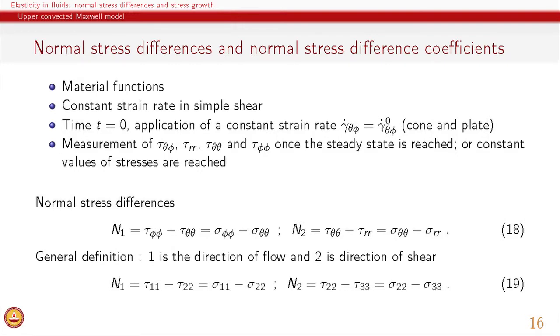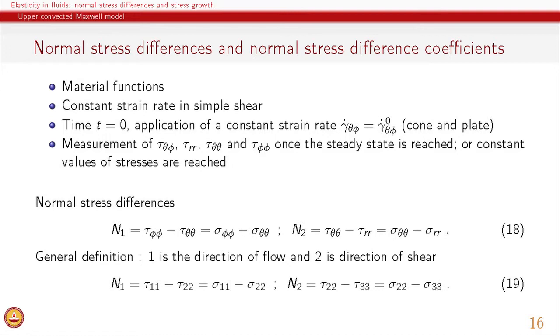So, therefore, we apply this gamma dot theta phi and we apply a constant value, and we measure the stresses, and these stresses are of course measured once the steady state is reached, and therefore, we are measuring values which are independent of time, and once we measure these values we can define a set of normal stress differences, basically two normal stress differences, tau phi phi minus tau theta theta, and of course, it is same as sigma phi phi minus sigma theta theta, or tau theta theta minus tau r r. In general, we use the first normal stress to be based on the direction of the flow and the second normal stress based on direction of shear.